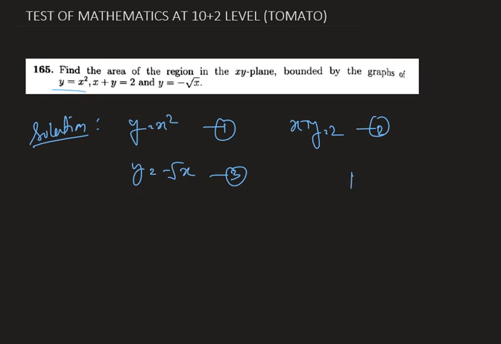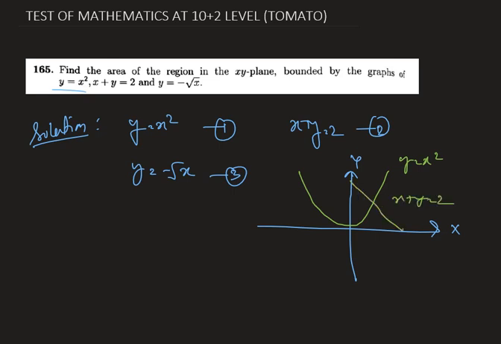and the pictorial representation of these graphs looks like this. This is the x-axis, this is the y-axis. So the first curve, which is y equals to x squared, is this. The second one, which is a straight line, is x plus y equals to 2, and the last one, which is also a parabola, is y equals to minus root over x.